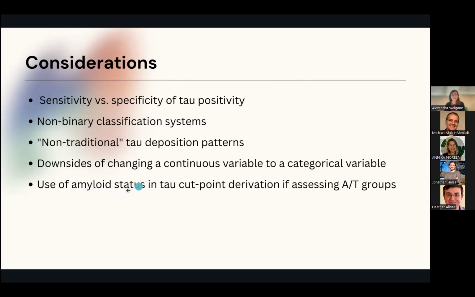And one thing I want to consider, and I'd love to have a discussion at the end, is whether we should be careful with our use of amyloid status in the tau PET cut point derivation if we're going to subsequently assess amyloid and tau positive and negative groups. So using that amyloid status, for example, as one of the comparison groups in the ROC or 2 standard deviation analyses, does that then bias who's going to be put into the different amyloid and tau groupings?